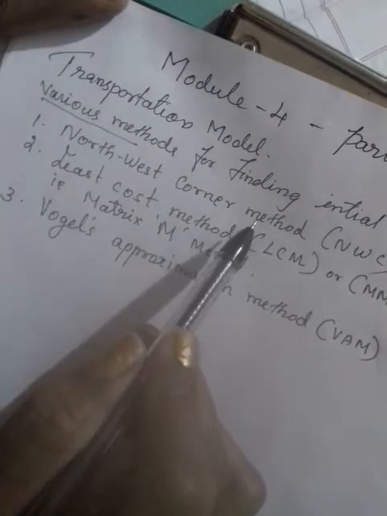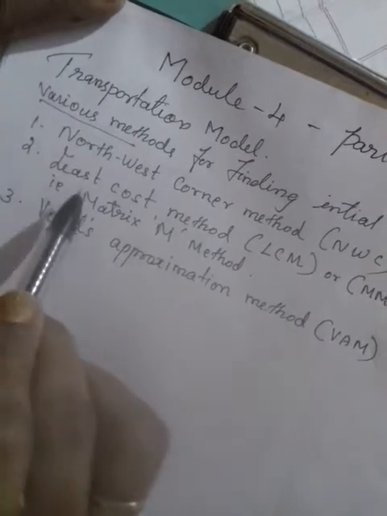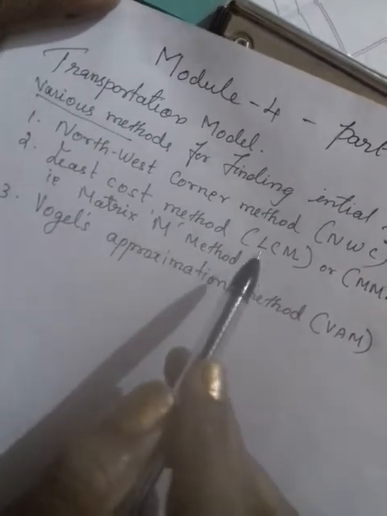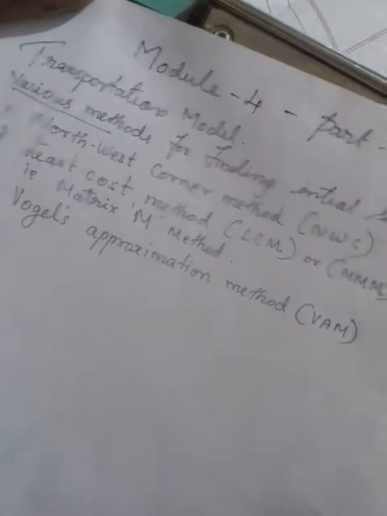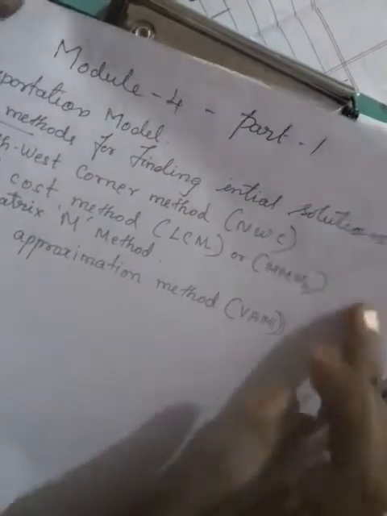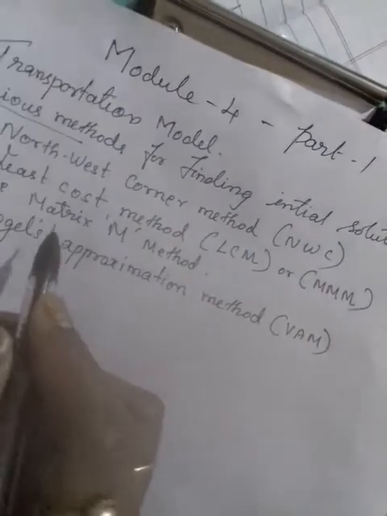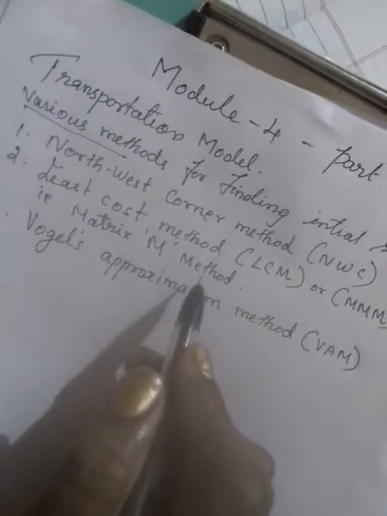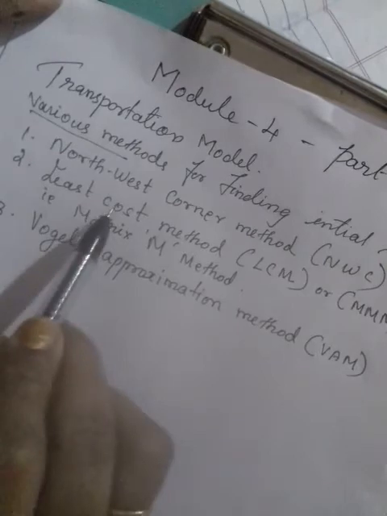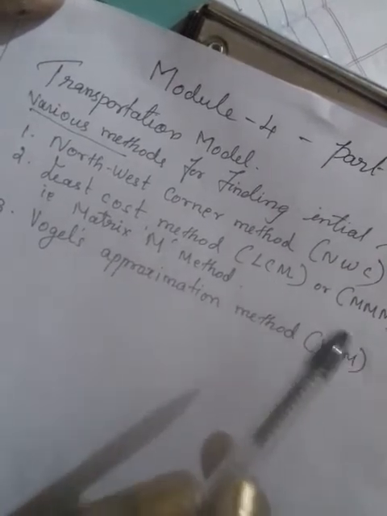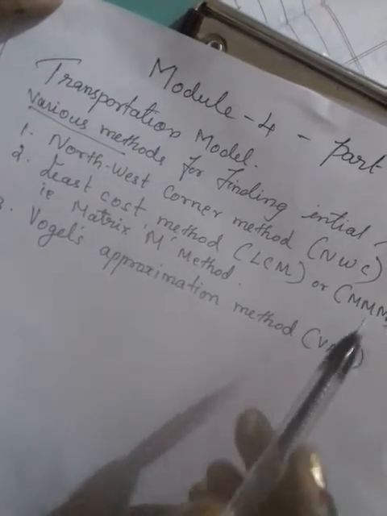Northwest corner method. The second method is the least cost method, otherwise called LCM, or the triple M method. Triple M method is otherwise called the matrix minima method. Is it clear? So the least cost method is the second method, otherwise called the MM method.